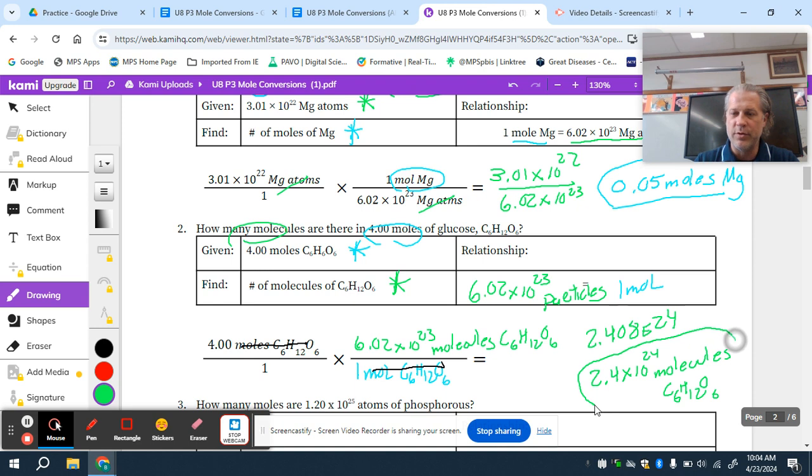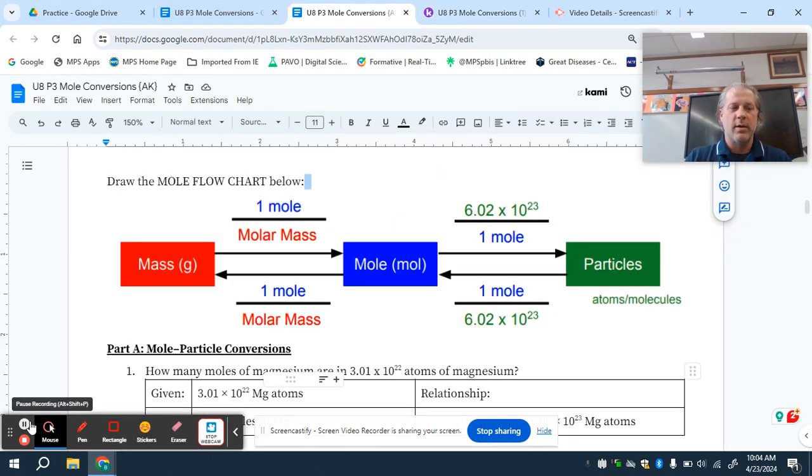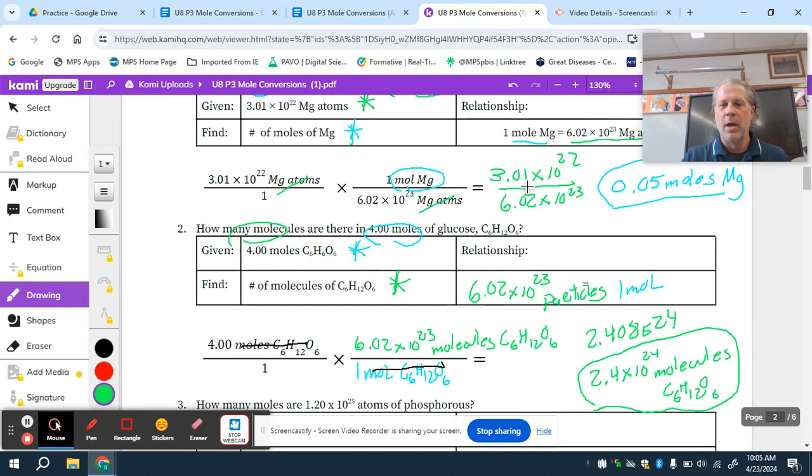Now, those are the two types of mole conversion problems. So again, if we're looking at the mole flow chart, this time we went from moles to particles, and so that was why we had 6.02 times 10 to the 23rd on top. So now I'm going to stop the video here, so it'll be a shorter clip, and then I'll do part B next.